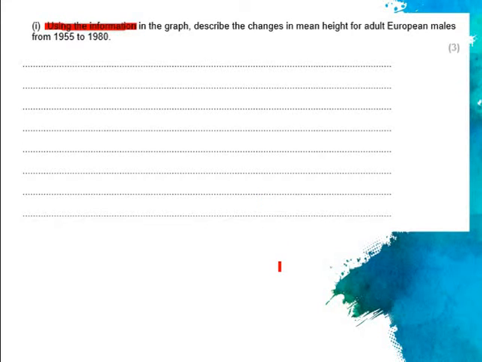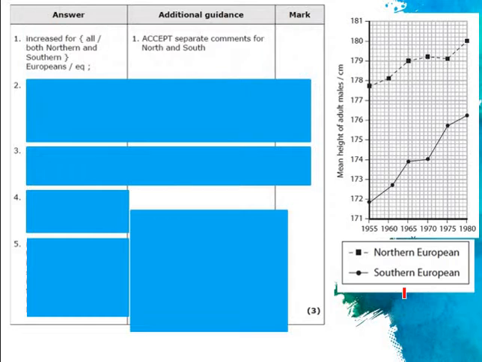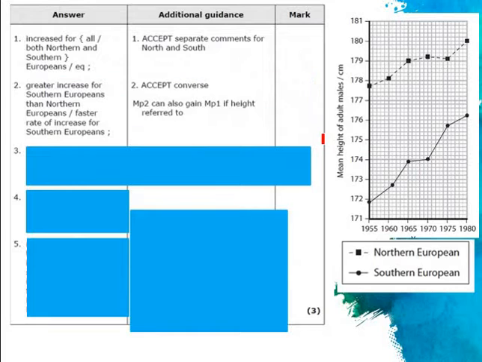Describe the changes in the mean height for adult European males from 1955 to 1980. So I've got the graph here on the side, and we can see that mean height has increased for both the northern and the southern Europeans. This might have been written in 2 separate sentences, but you have to have said that it's increased for all involved. There is a greater increase for southern Europeans than for northern Europeans. You can see that the slope of the line goes up quite fast compared to the northern Europeans.